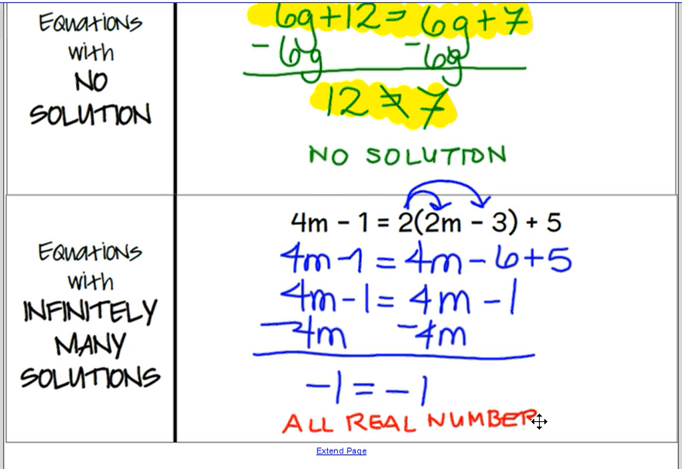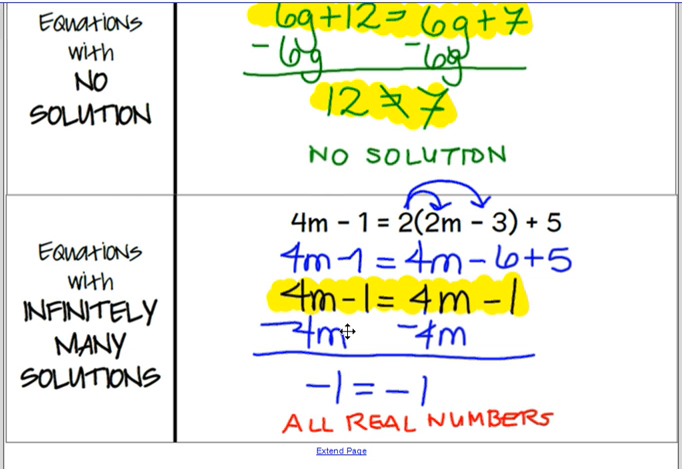So a couple of different situations, and similar to the one prior, you can see that up here 6g plus 12 equals 6g plus 7, so the coefficient of the variables was the same, but your constants were different, so that ended up being no solution. But here we can see that we have 4m minus 1 equals 4m minus 1, so you can actually see that they're equal all the way up here. So it just kind of depends on how early you can recognize what type of solution you're going to have.